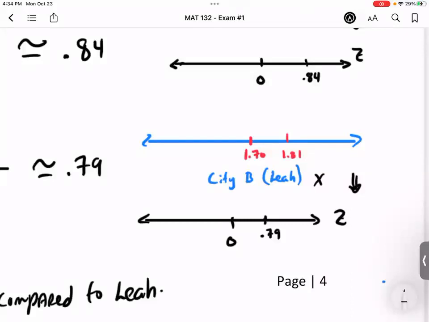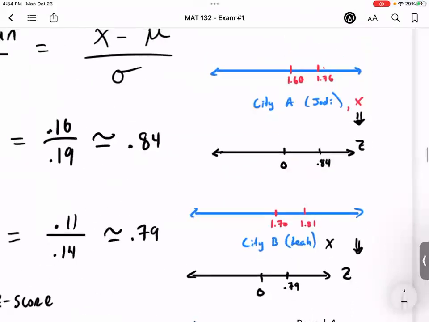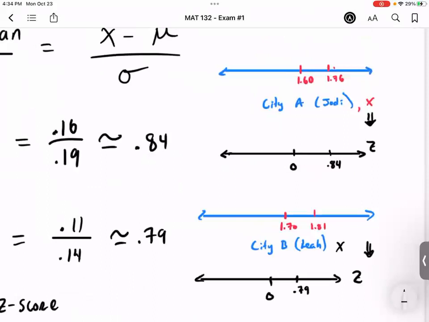Okay, so when you look at your z-scores now, you get an idea of who has the better relative standing. Jody's z-score is slightly higher than Leah's. This is something you're going to see when you start working with the normal distribution, the bell-shaped curve, when you get into chapter 6 of your textbooks.